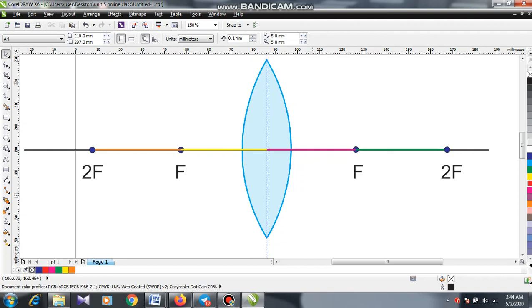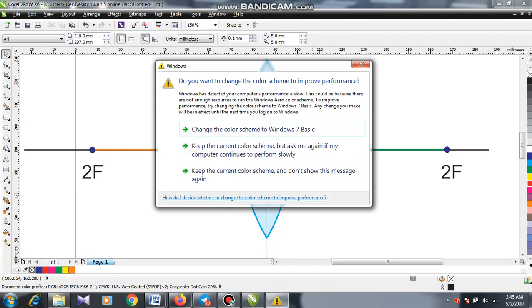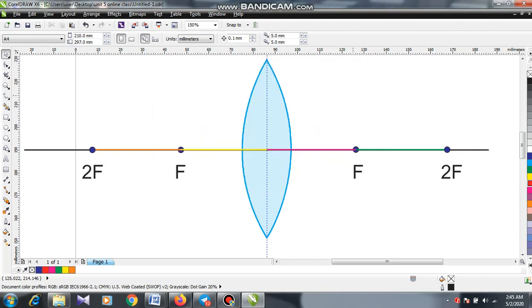On the left side, there is a focal point, and from the focal point on the left side, there is another point called 2F. From the optical axis to F, say the length is 4 centimeter, that is the focal length. Focal point to 2F is also 4 centimeter. On the left side also, the focal length will be 4 centimeter, and focal point to 2F is also 4 centimeter.